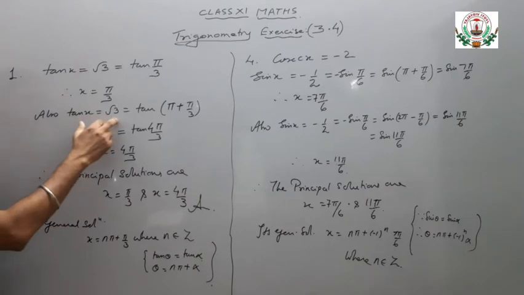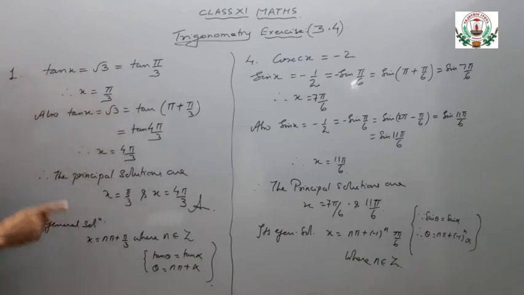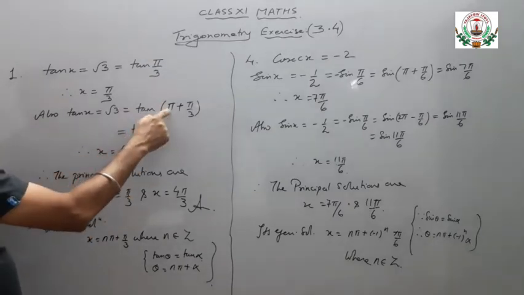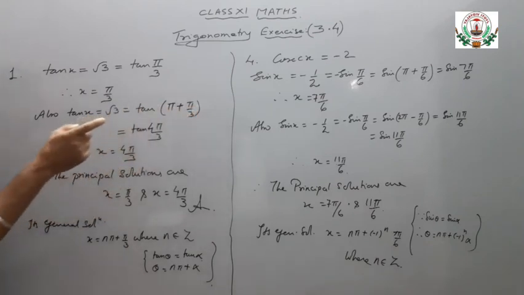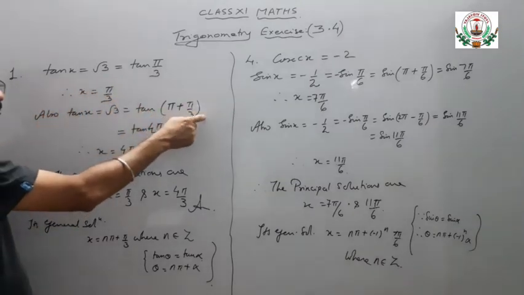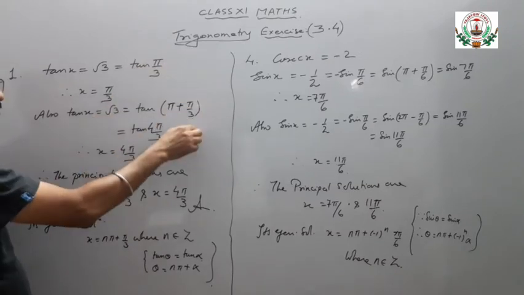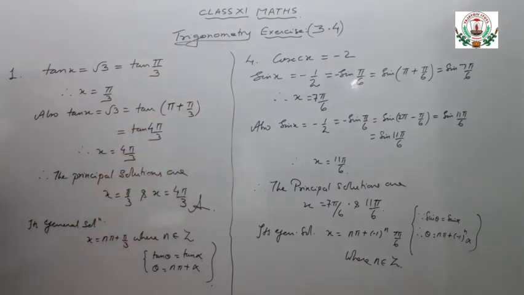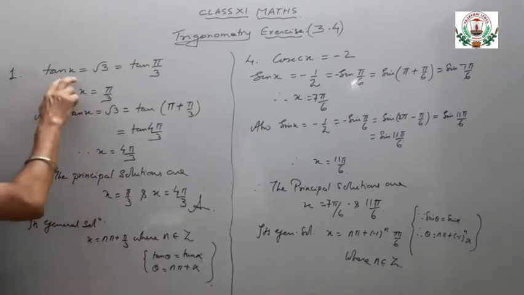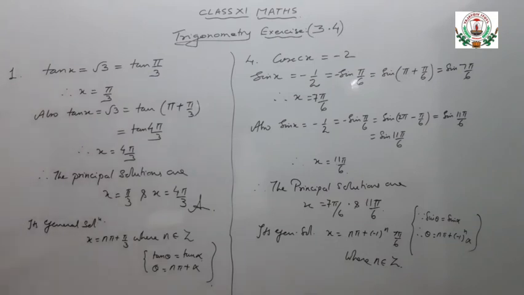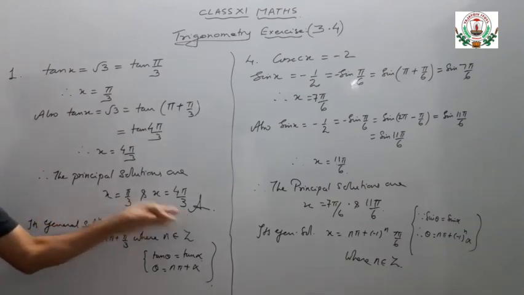Also, tan x is positive in the first quadrant and in the third quadrant. As we have to move to the third quadrant, we can write this as pi plus pi by 3. Up to the second quadrant it is 180 degrees, and tan of 180 plus theta is tan theta. So it becomes tan of pi plus pi by 3, tan 4 pi by 3, so x equals 4 pi by 3.